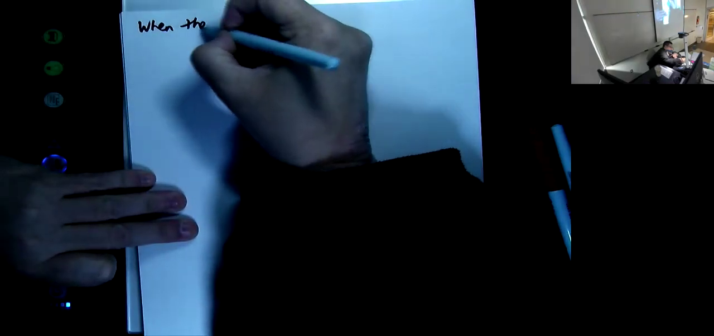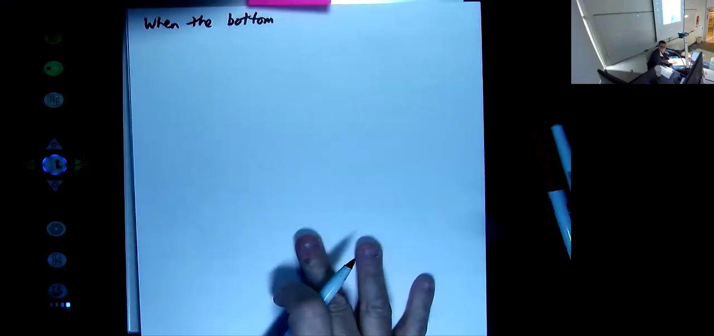No one's still writing. Awesome. Go on. When the bottoms are different. Damn it. I took off my post-it note, which was showing me right where I could go up to.